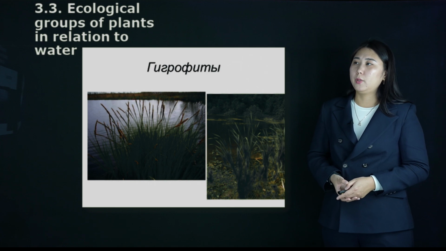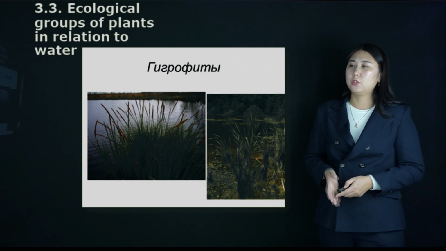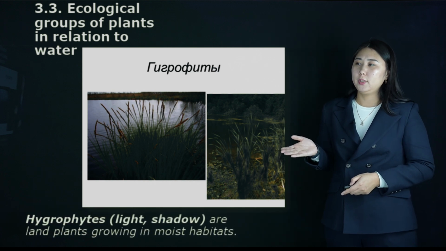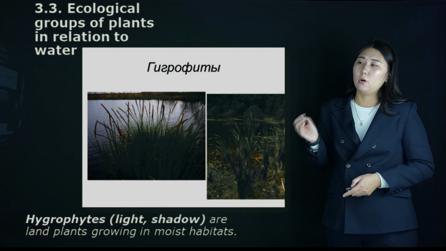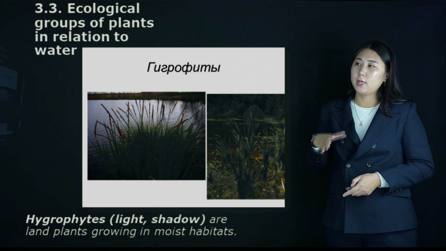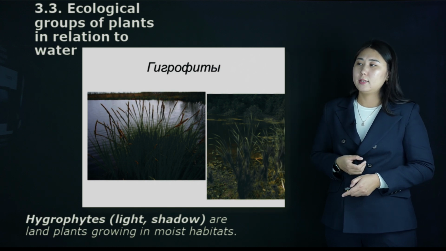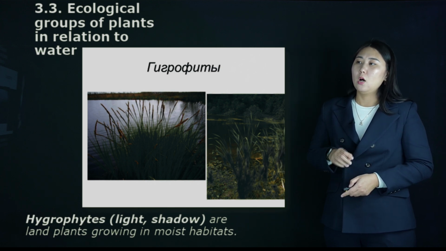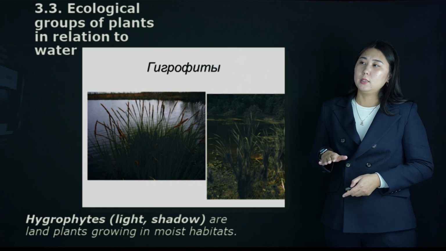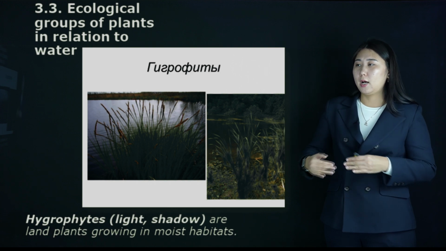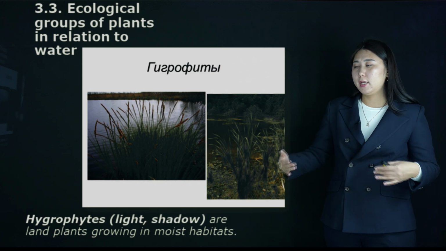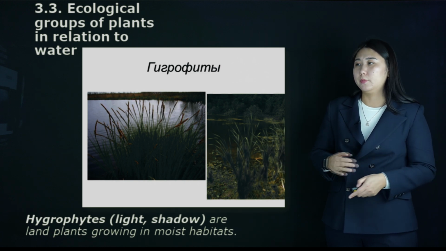Ecological groups of plants in relation to water. The first is hygrophytes. Hygrophytes, we can say light-shadow plants, are land plants growing in moist habitats. In this picture, you can see that these types of plants grow on the banks of a river or lake, or in the water.